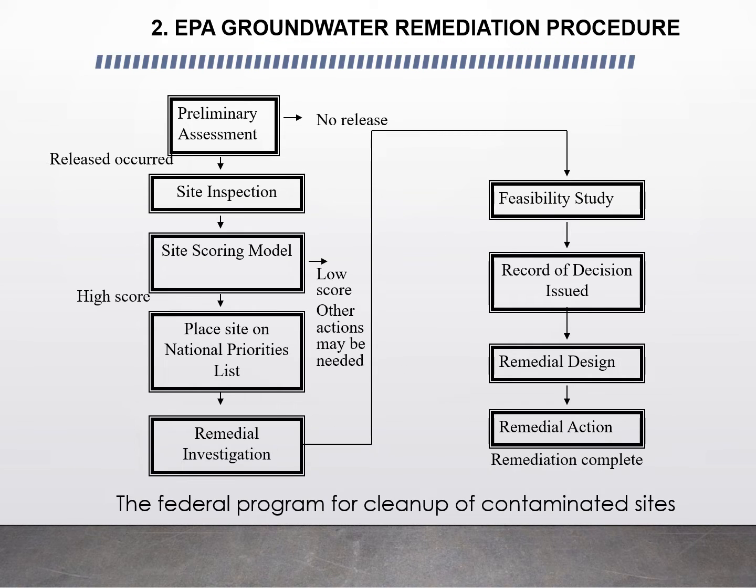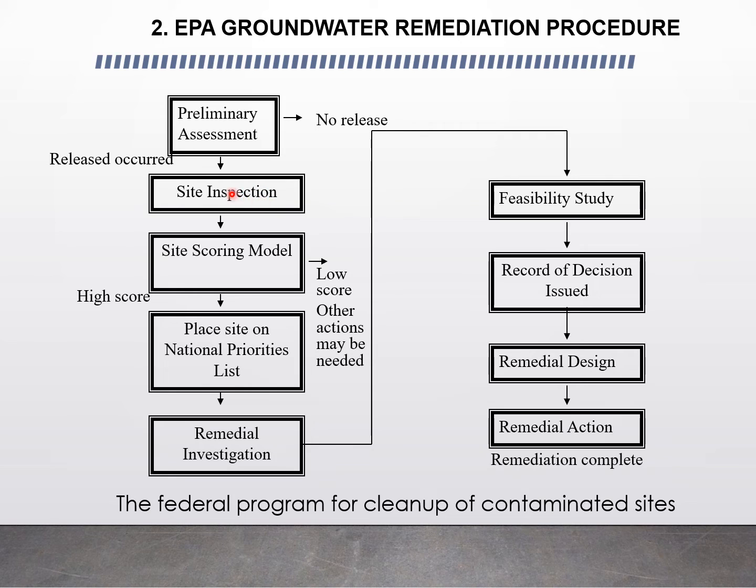This is the flowchart for the federal program for cleanup of contaminated sites. First is the PA. If the PA finds it is not dangerous to the environment, so no release, that's all, we stop here. If there is action, the release occurred, so they have to do the site inspection. So they have to take the sampling.